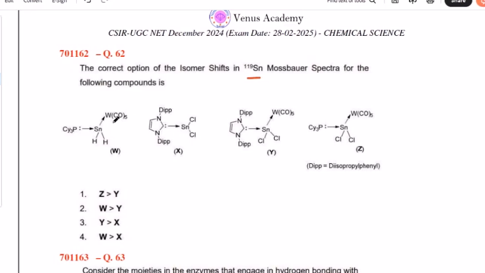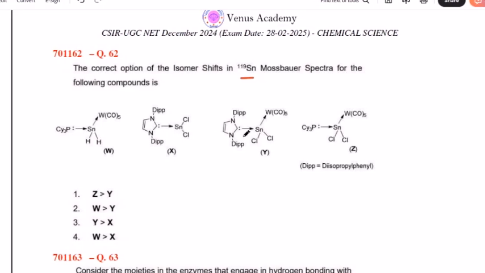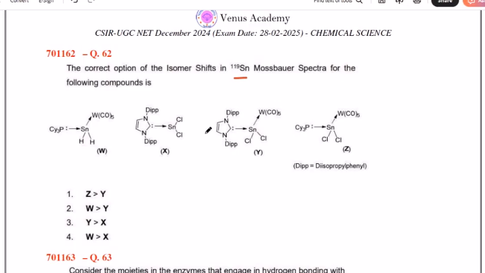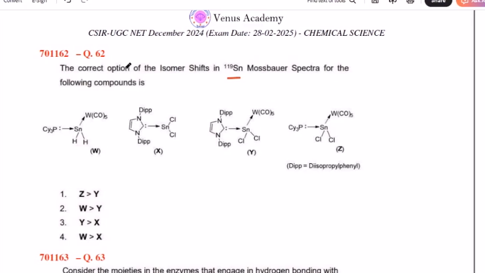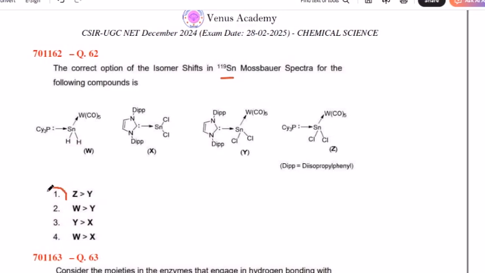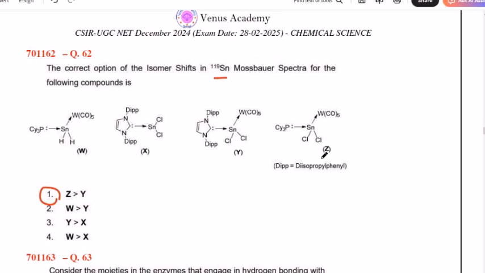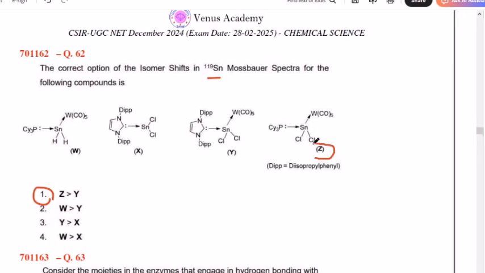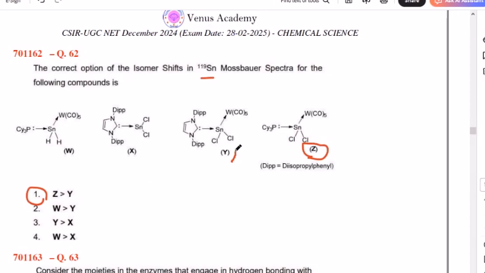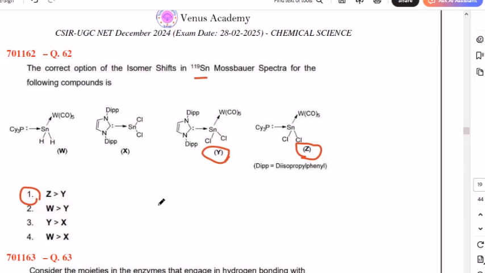Next, question number 62: the correct order of the isomer shifts in tin-119 Mössbauer spectra for the following compounds, the tin complexes. So here it is tin. It is going to be option 1, that is, Z greater than diisopropyl diphenyl, which is greater than Y. Option number 1 is the correct option, friends.